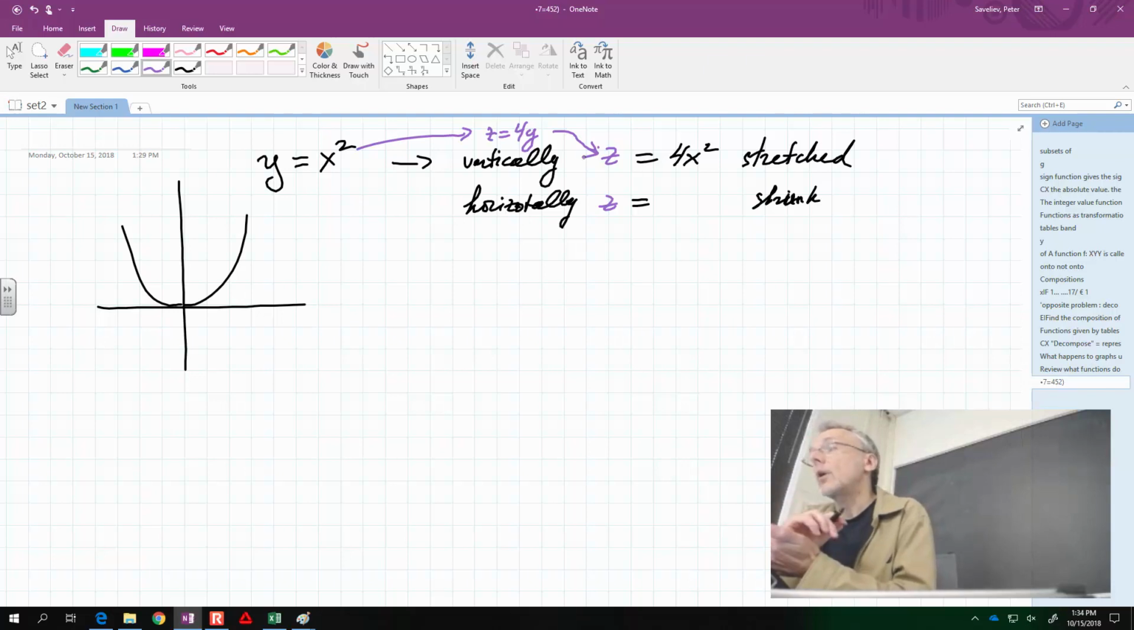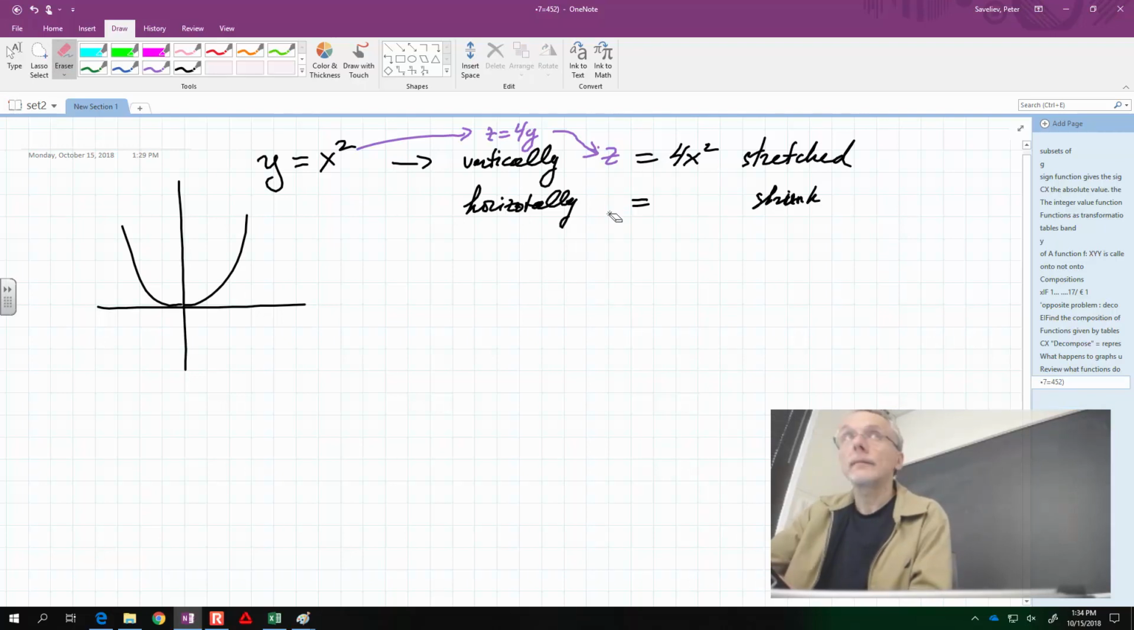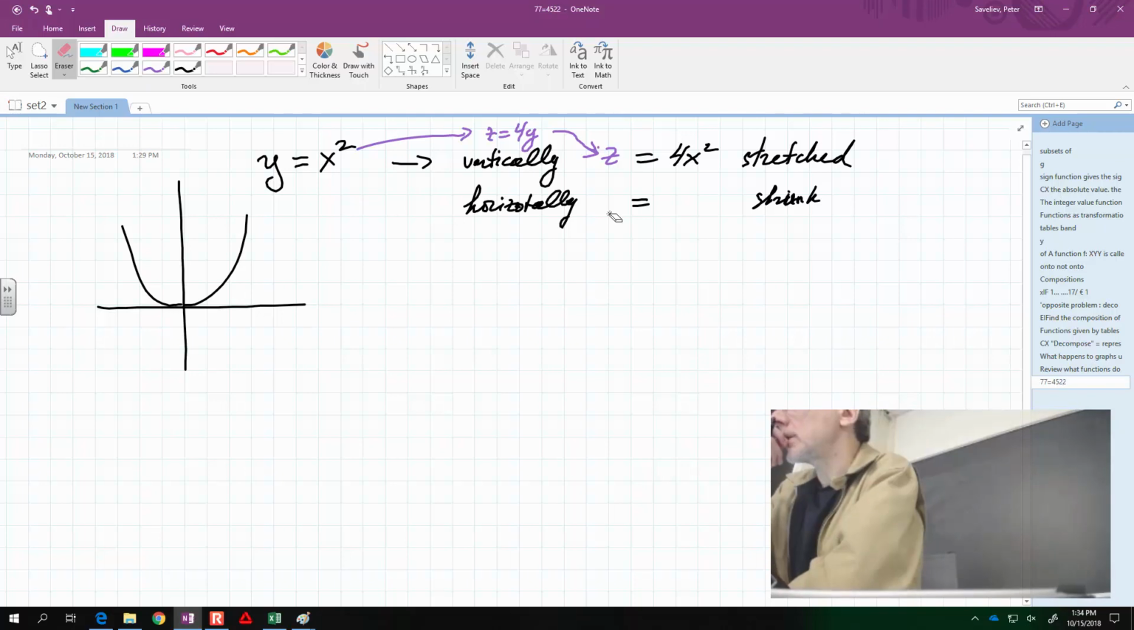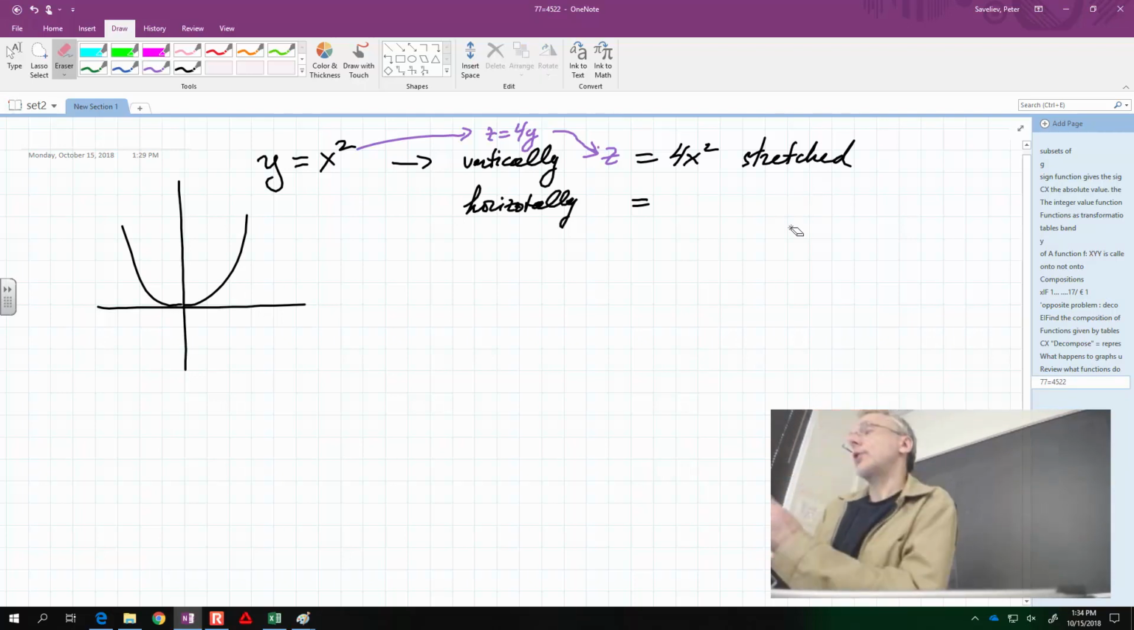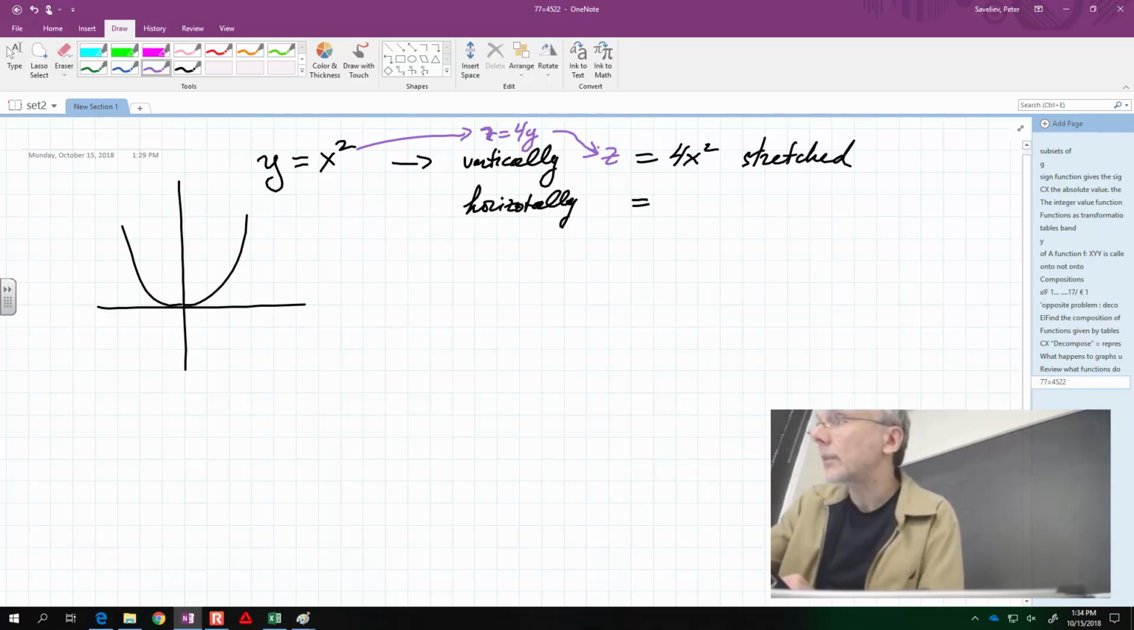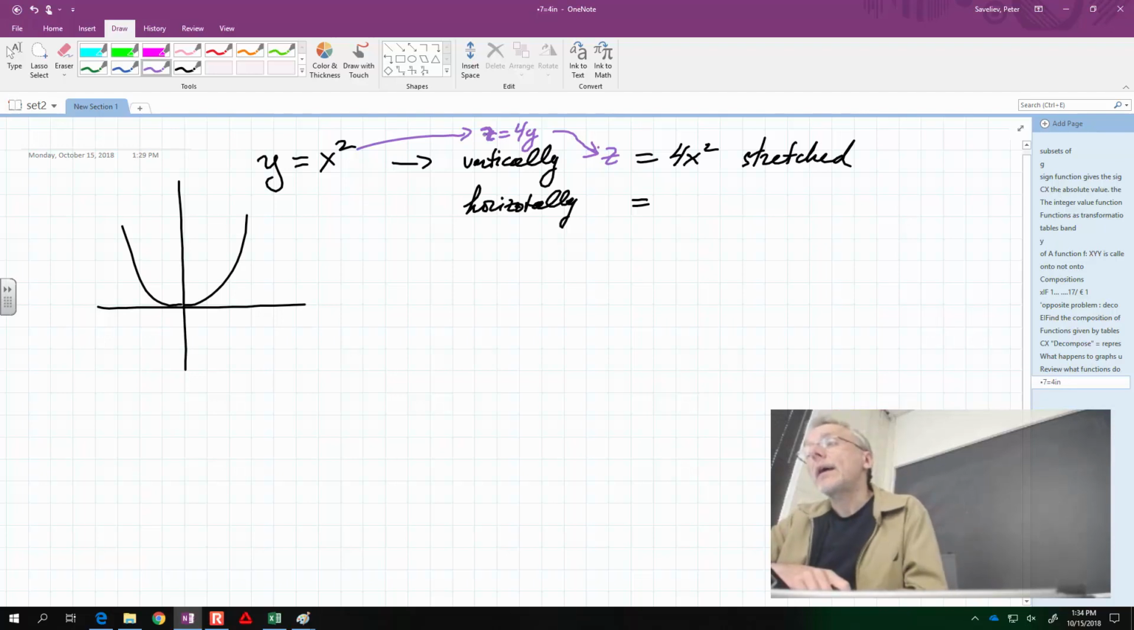Okay, so now what do I do in order to get the same function, but with a horizontal transformation? I don't really want to say shrunk or anything. I just want to transform. I want to transform x. So as you can see, I have transformed. So let's start over. I have transformed z here.